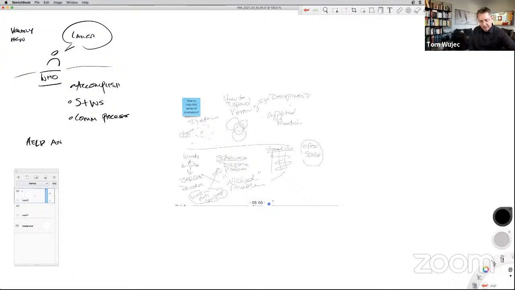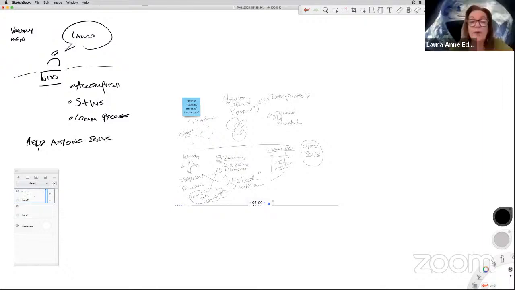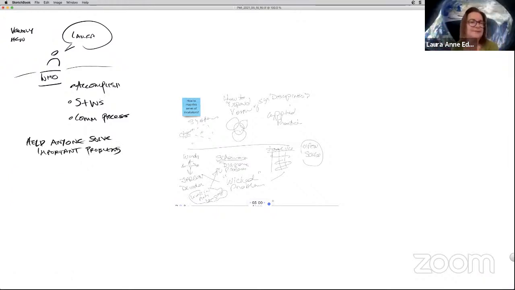Help anyone solve, or have ways to frame and rethink. It's all about critical thinking. Does this help at all? And if not, what could we do to play around those edges?